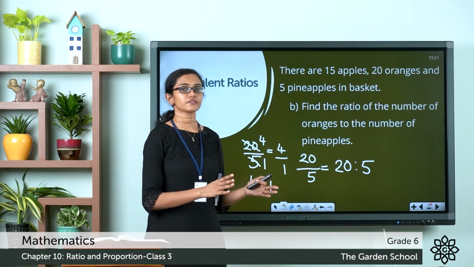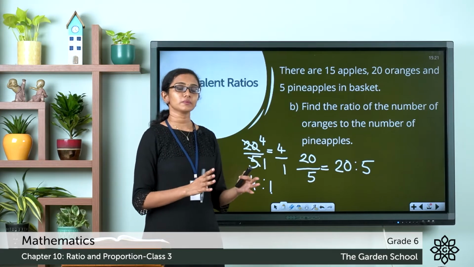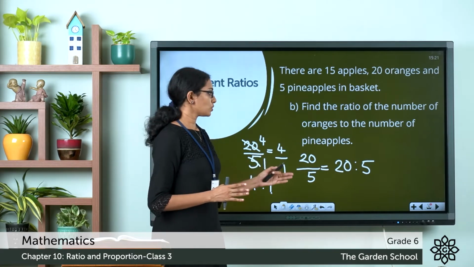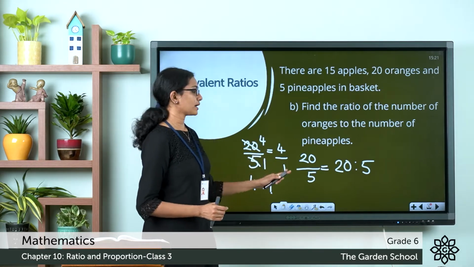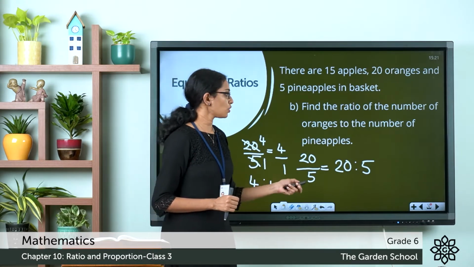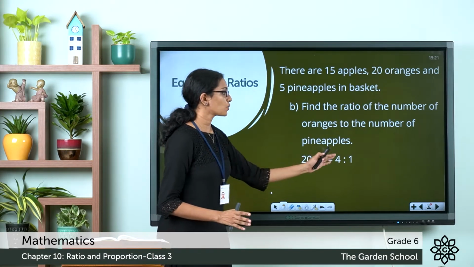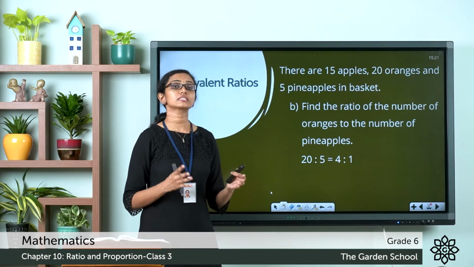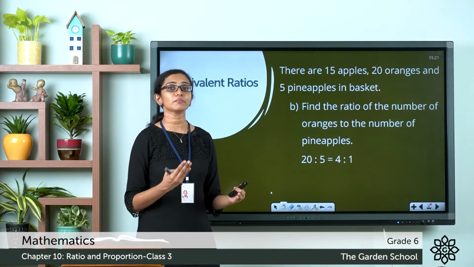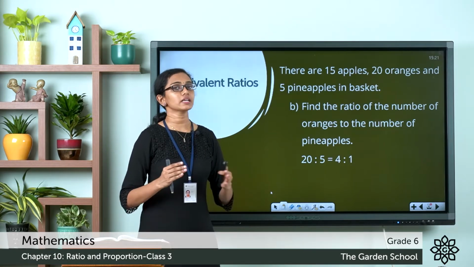See, a fraction and its simplest form has the same value. It represents the same value. So 20 by 5 has the same value as 4 by 1. Hence the ratio 20 is to 5 has the same value as 4 is to 1. So when you have two ratios which give the same value or which represent the same relationship or comparison, we say they are equivalent ratios.